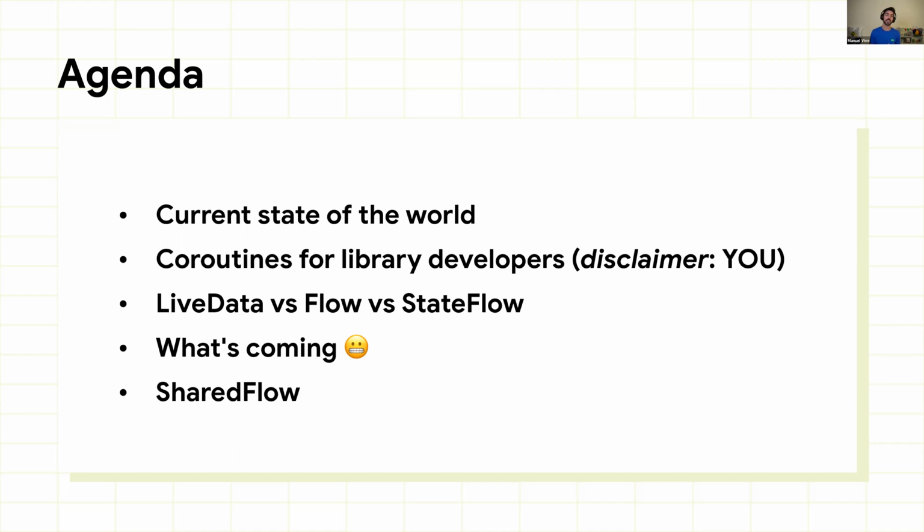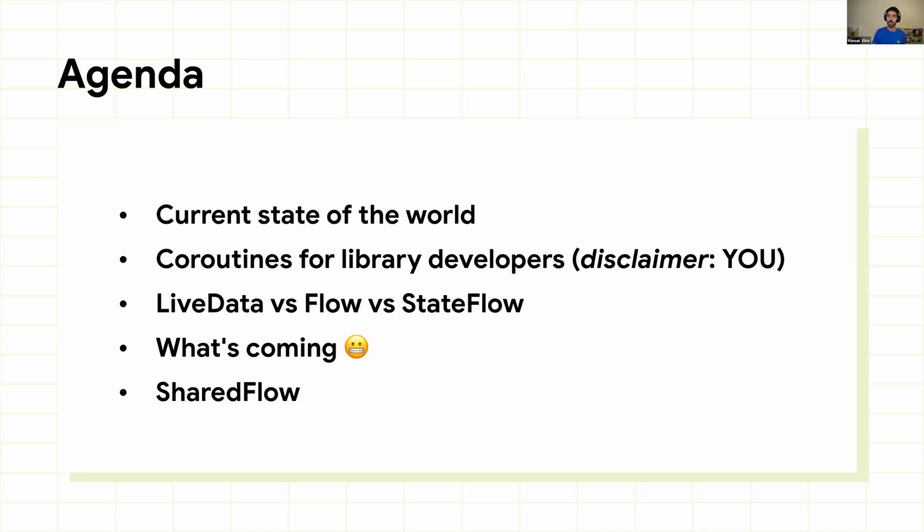So we're going to see the current state of the world, like what role coroutines is playing in Android. We're going to see how coroutine is made for library developers. Basically, you are a library developer, so this matters to you as well. Also, a little bit of a comparison between LiveData, Flow, StateFlow, when to use which, what you need in each layer of the hierarchy. And something that I'm very excited to share, it's what's coming next. And obviously, lastly, we are going to talk about SharedFlow just to finish the session.